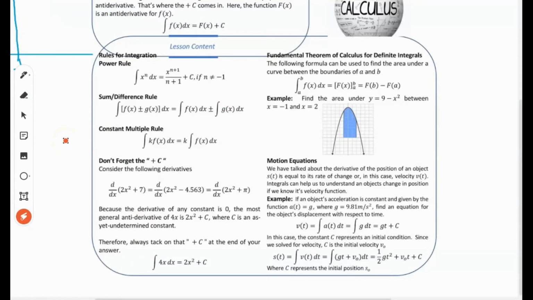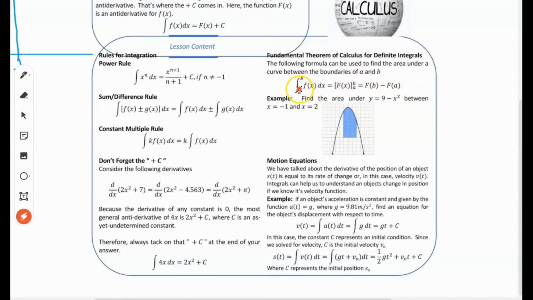Now notice these types of integrals that we've been doing are indefinite integrals, the ones that could have any possible value, which is why we have C stuck on the end of it. What about definite integrals? What about this? And we're trying to find the area between two values, A and B. In that case, this is called the fundamental theorem of calculus for definite integrals. So this is what it is.